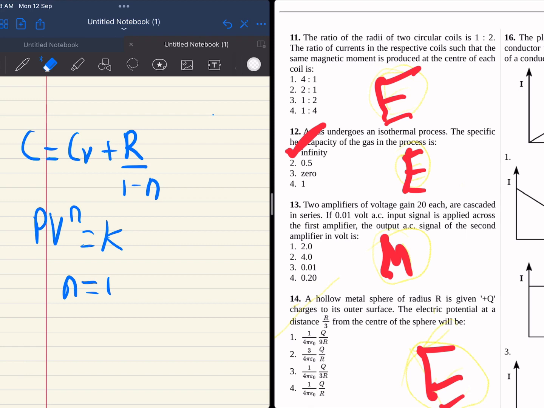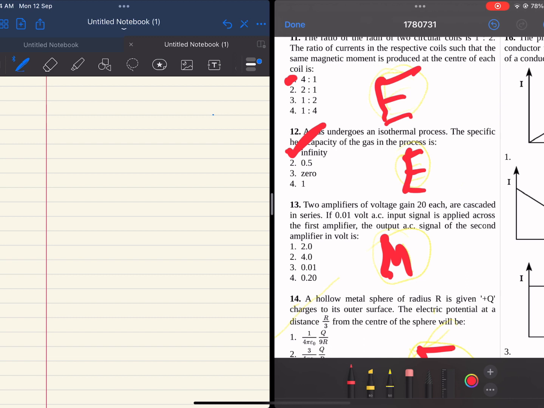Now the 13th question is an interesting question based on transistors. In this question, two amplifiers of voltage gain 20 each are cascaded in series. In series, their currents must be the same if they were resistors or any such electrical device. If a 0.01 volt AC input signal is applied across the first amplifier, the output AC signal of the second amplifier in volts is? We know here, since there are two amplifiers, let me draw two transistors.